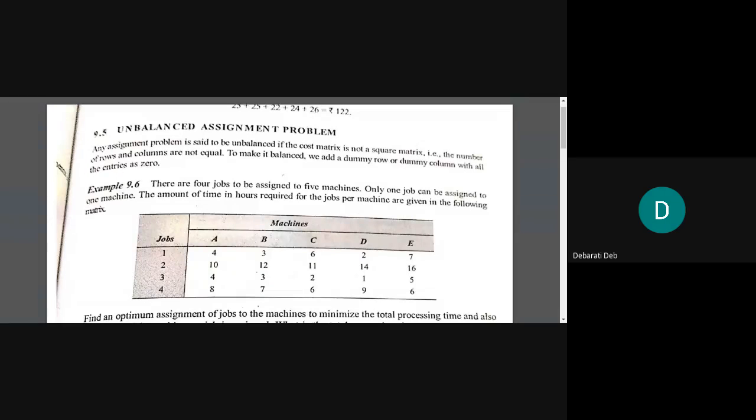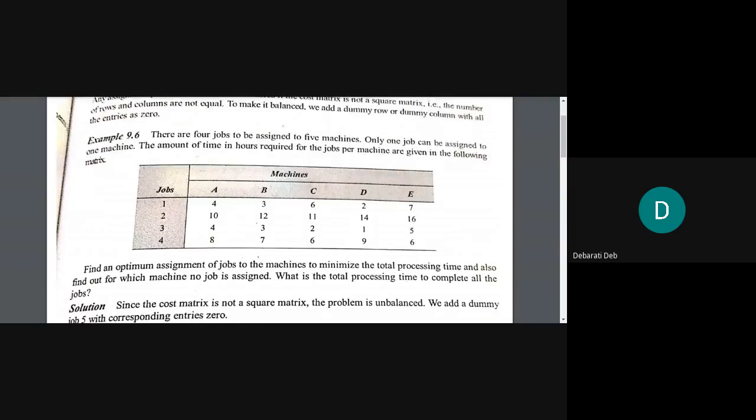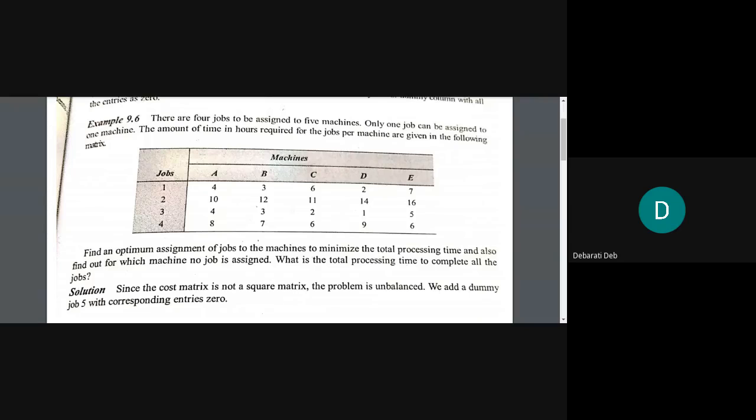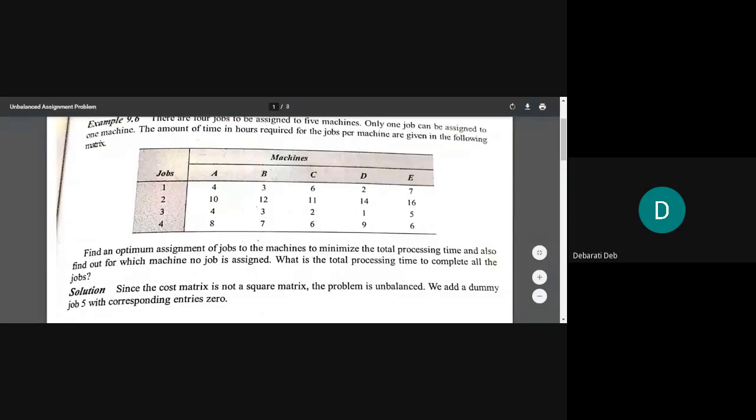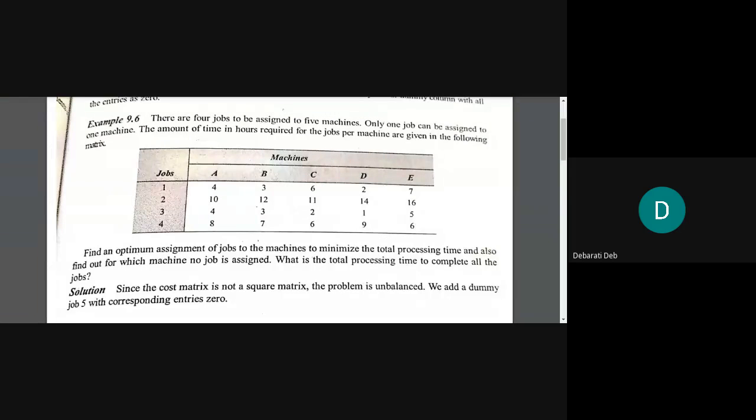Okay. So in the question, quickly write down the matrix in your copy. The words and lines, you can write later on. Jot down the matrix in your copy first. There are 4 jobs to be assigned to 5 machines. Only one job can be assigned to one machine. The amount of time in hours required for the job per machine is given in the following matrix. So these are the amount of time in hours.